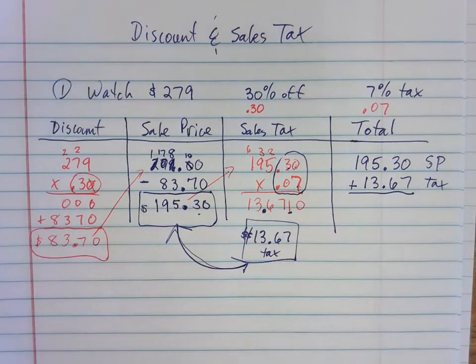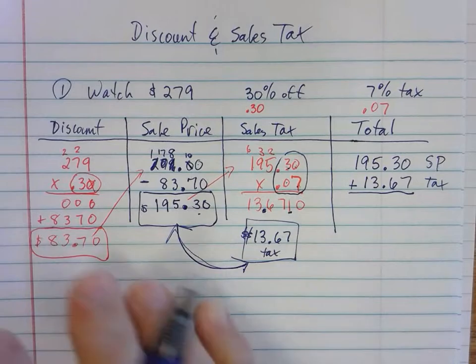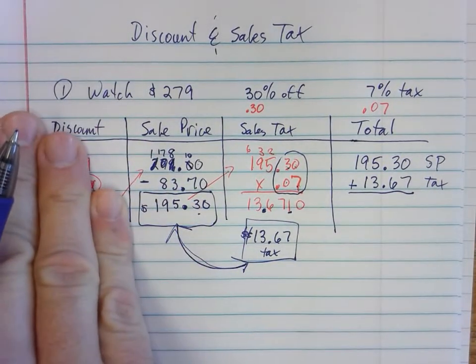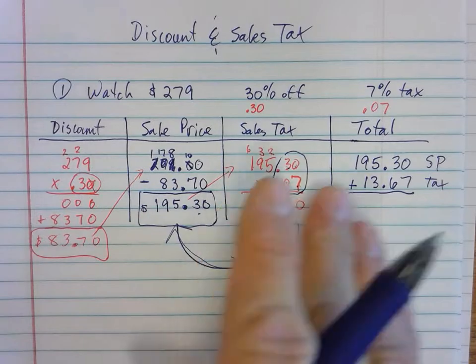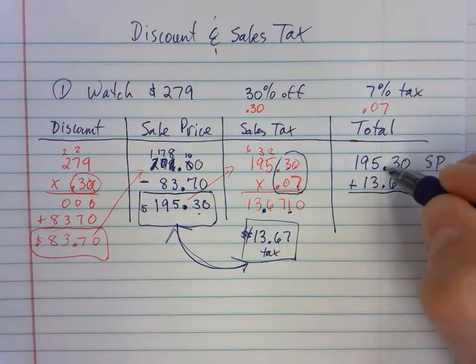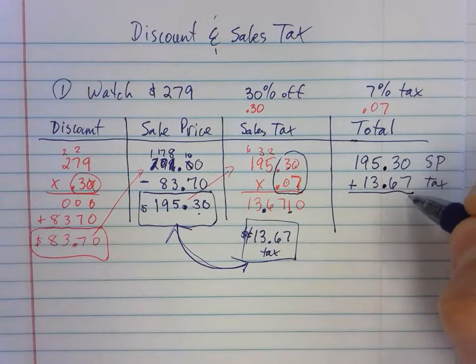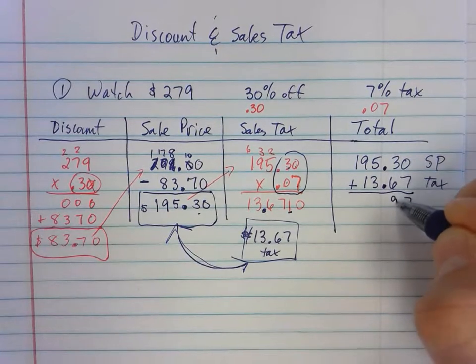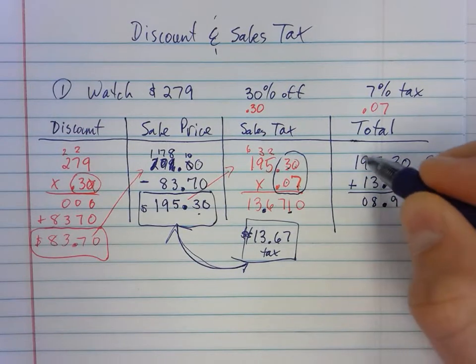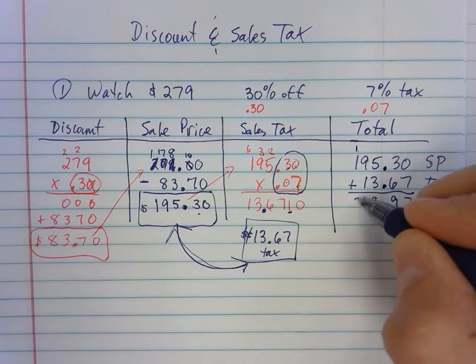We add those 2 things together, here and here. We're done with this, okay? You don't add the discount. We're done with that. You add the sale price and the tax, that gives you the total. Can you add? You remember, you got to line everything up. 7 plus 0, 7. 3 plus 6, 9. Bring the decimal straight down. 5 plus 3 is 8. 9 plus 1 is 10. Carry 1 over there. 1 plus 1 is 2.